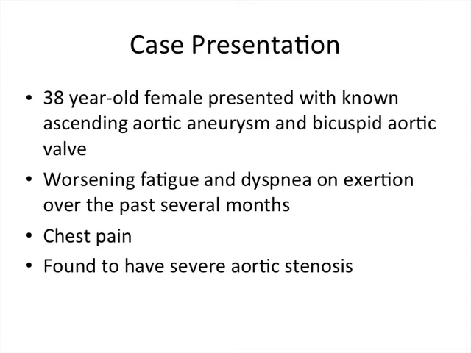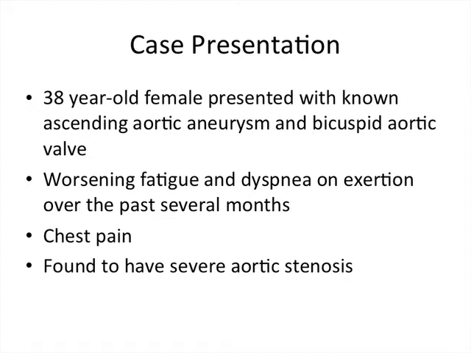This month we present a 38-year-old female with a known bicuspid aortic valve and ascending aortic aneurysm who has a chief complaint of worsening fatigue and dyspnea on exertion for the past several months. She also endorses left-sided chest pain with radiation to her left arm.